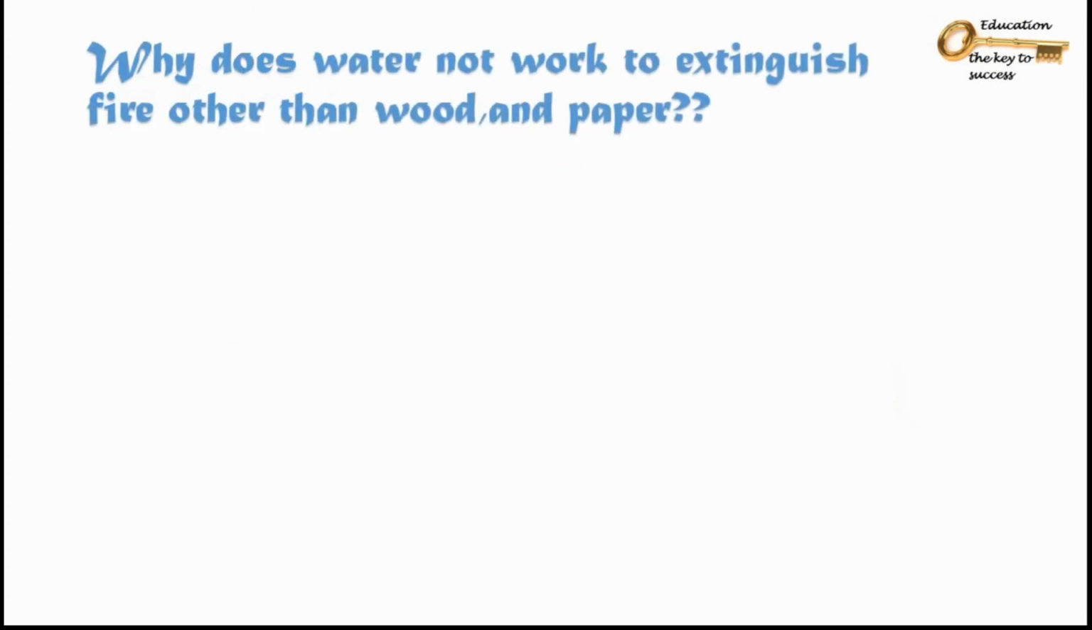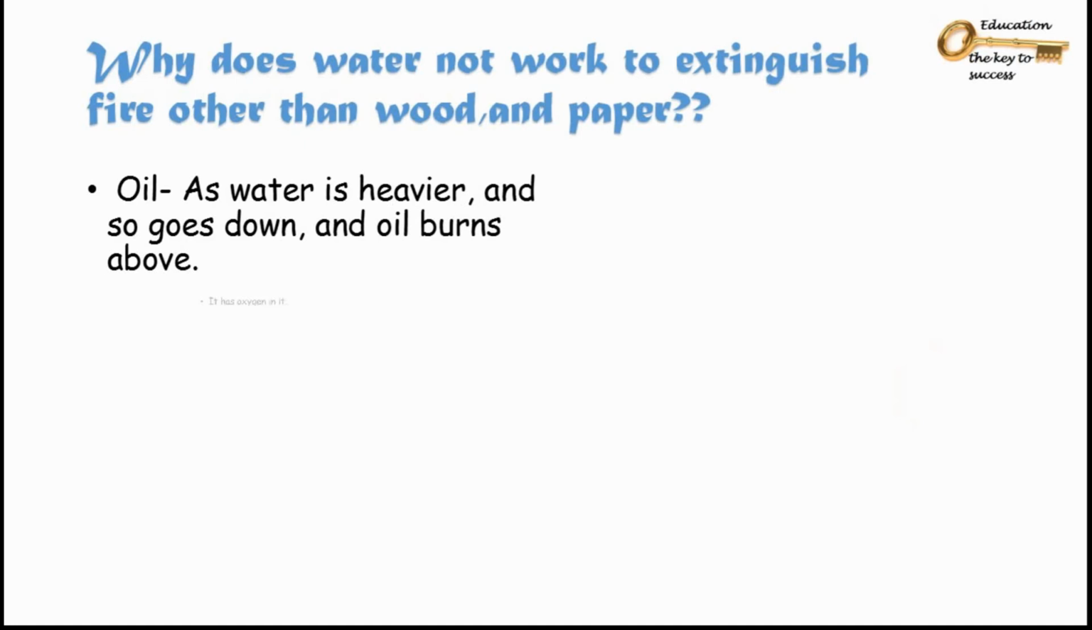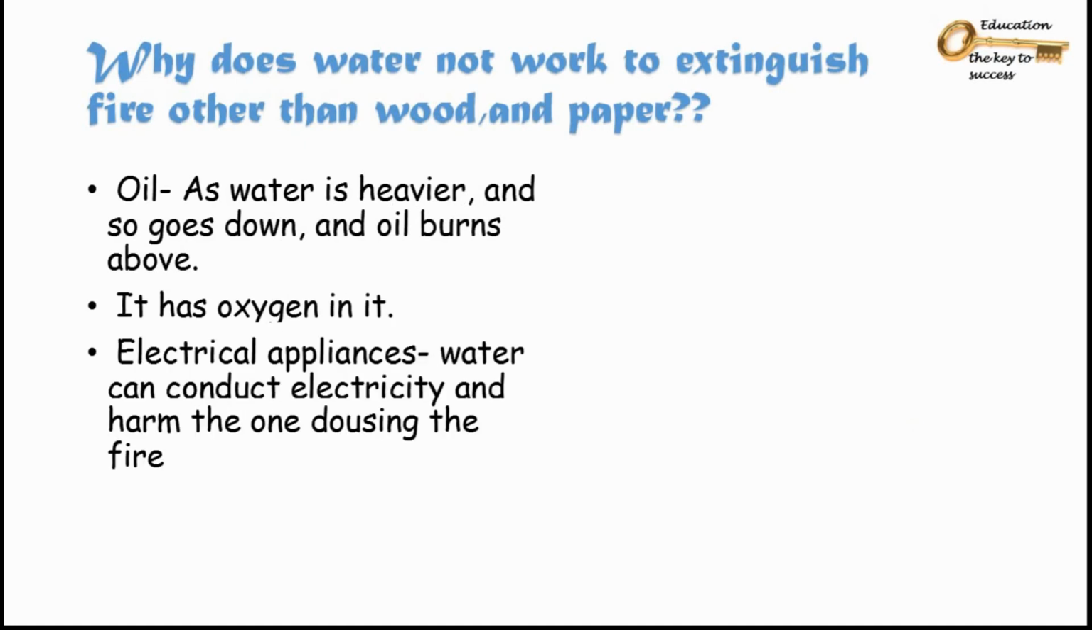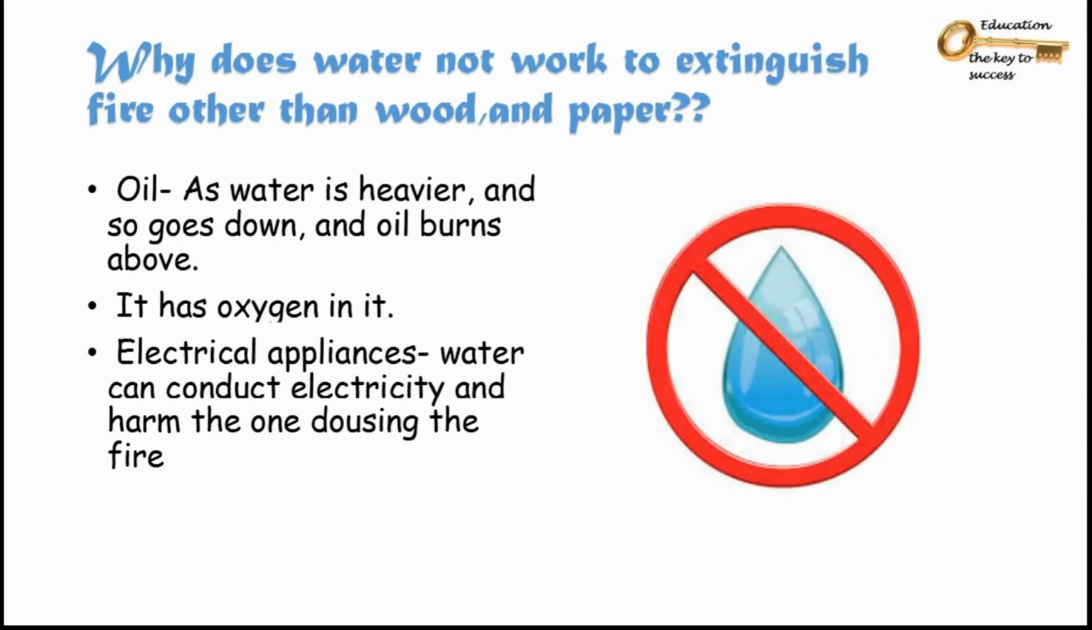Why does water not work to extinguish fire other than wood and paper? This is because of, first, the substance oil. As water is heavier than oil, you can observe that oil floats on top of water. Water goes down as you pour it on oil, and the oil keeps burning above. Water has oxygen in it as well. And with electrical appliances, the water can conduct electricity and also harm the person who's dousing the fire.